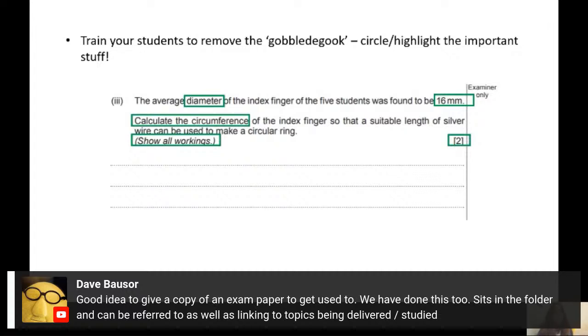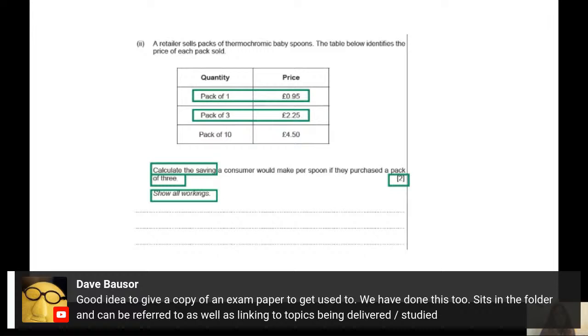So things like, the average diameter of the index finger of 5 students was found to be 16 millimeters. So we get the students to make sure that they can identify what the maths is. What is the mathematical calculation that they need to work out? So we get them to just circle the relevant parts of the question.